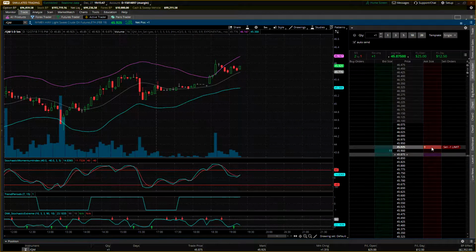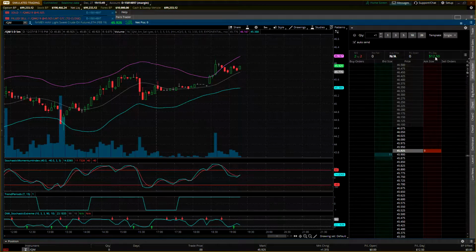So now I'm going to go ahead and sell it. I just made $12.50. There's commission involved, and the commission probably ate up most of this trade, because normally I wouldn't just buy in and get out one tick later. But that's just to give you an example of how trading actually occurs.